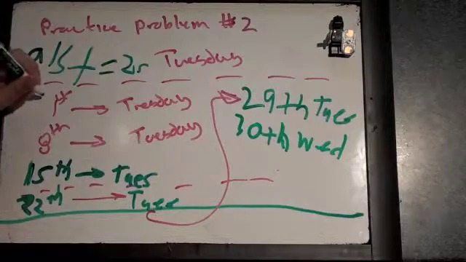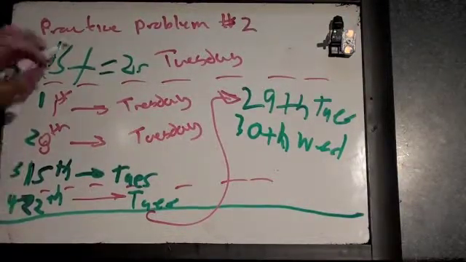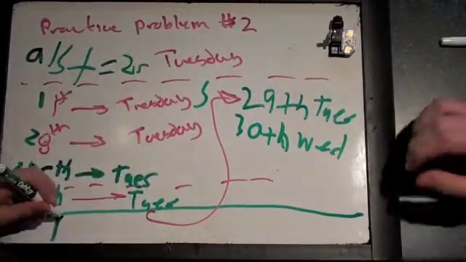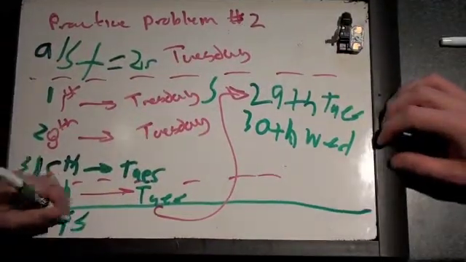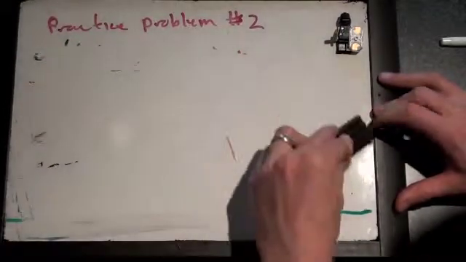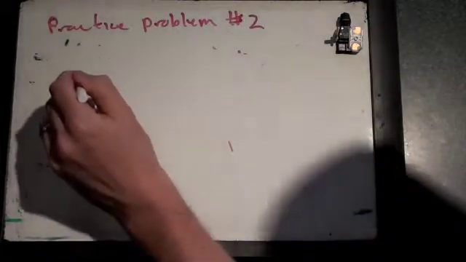So there's 1, 2, 3, 4, 5 Tuesdays. There's 5 Tuesdays. So let me show you something kind of interesting about a month that has 30 days. Okay. So I'm going to draw this out.